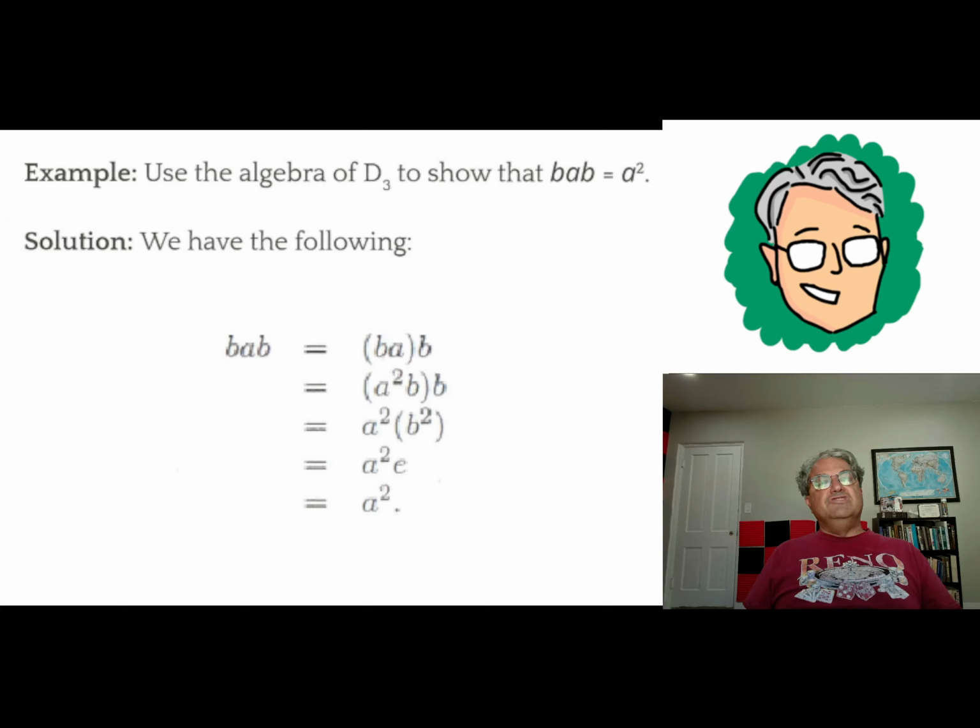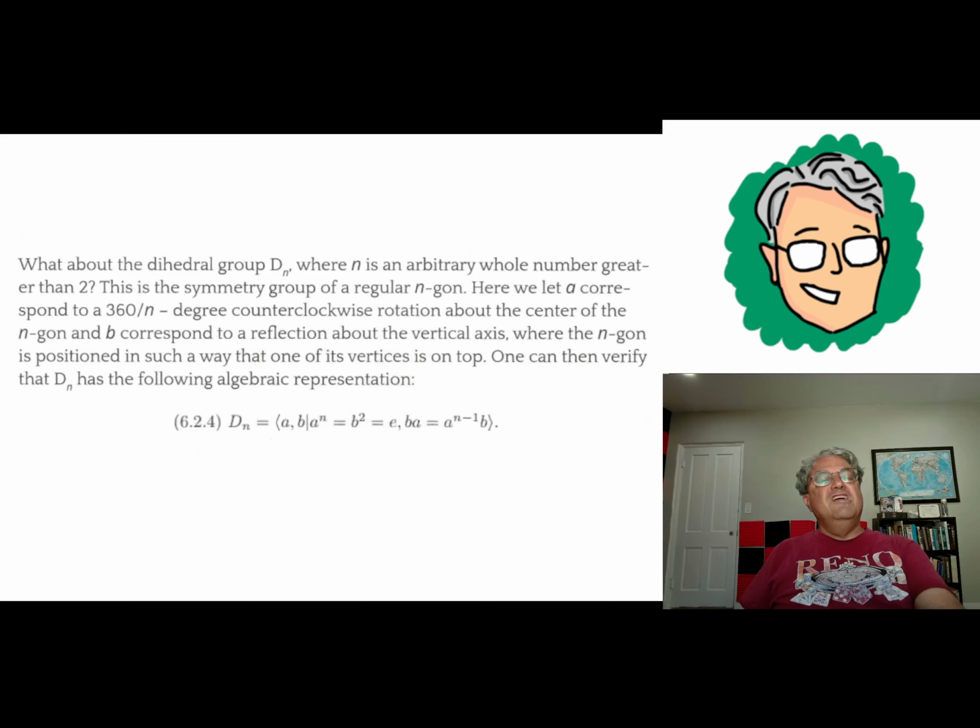But B squared, since B is a reflection, is equal to E. So that's just A squared times E. And we know that anything times E is the thing we started with. So that's just A squared. So this one is a little easier, but you can do any example like this that you want, and it's probably easier to do with the Cayley table. But anyway, that's the group D3 and how it works.